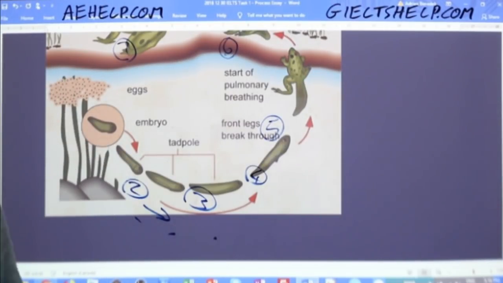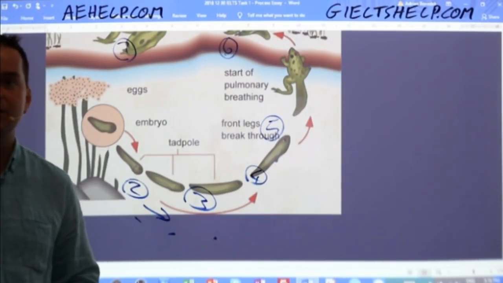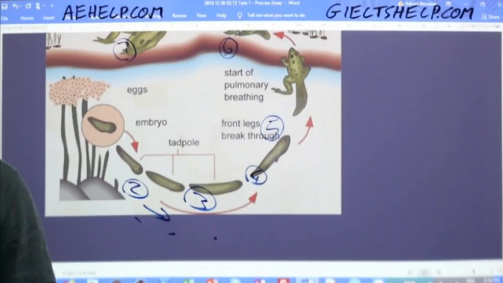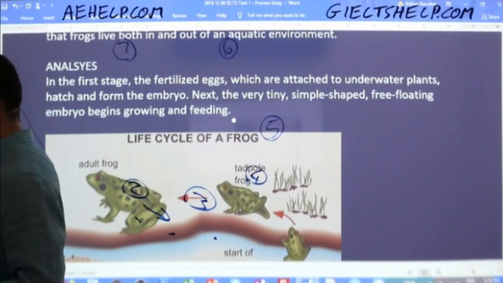Preeti, very good. Same thing. The embryo starts to develop and it turns into a longer and larger tadpole over time. Yeah, absolutely. Just again, add in that feeling of time.